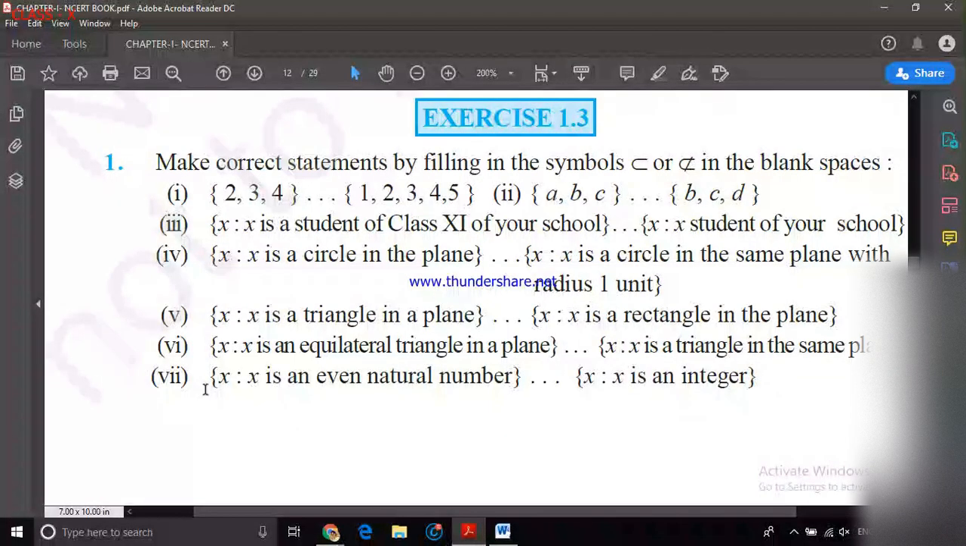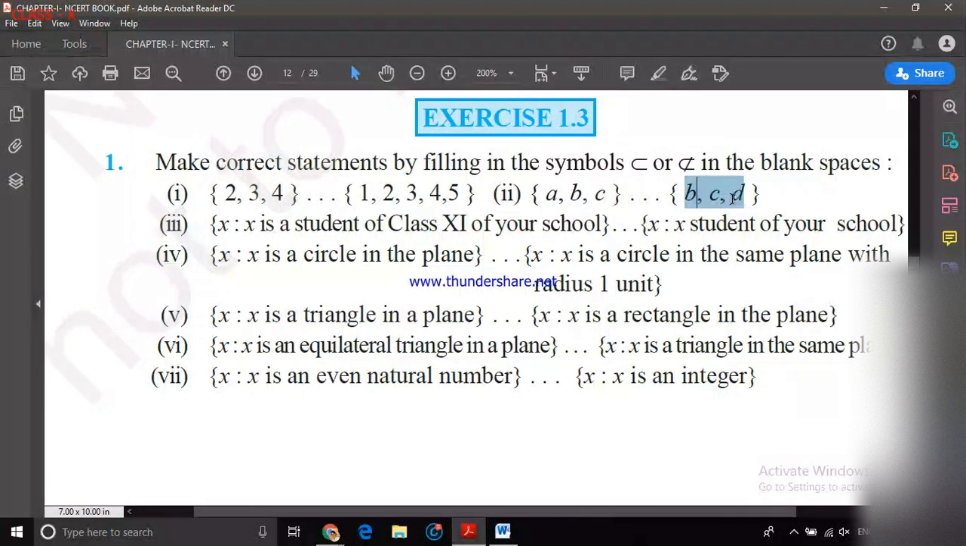Make correct statements by filling in the following symbols, subset or not a subset. {2, 3, 4} is a subset of {1, 2, 3, 4, 5} or it's not a subset. Just check here, 2, 3, 4. Here also 2, 3, 4 is there. Hence the first set is a subset of the second set. So here you put the subset symbol. Okay. Now here this is {A, B, C} and this is {B, C, D}. Here A is there in the first set.